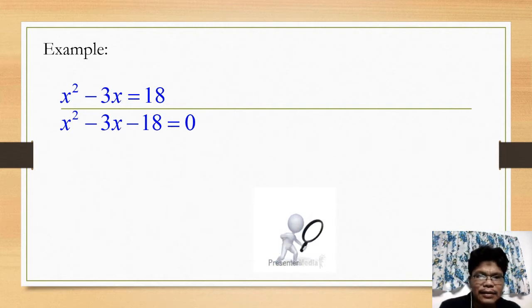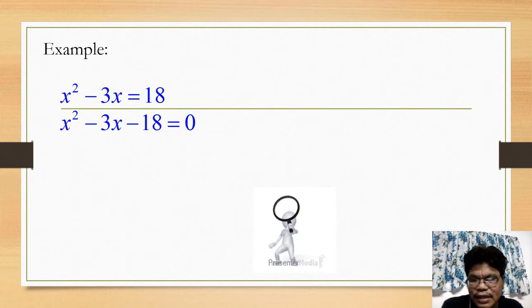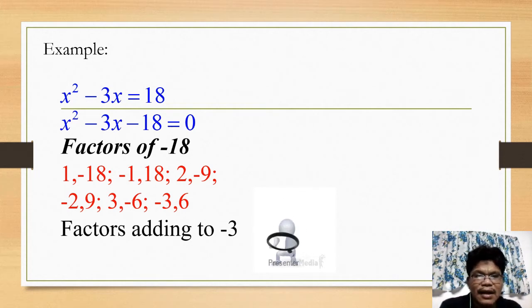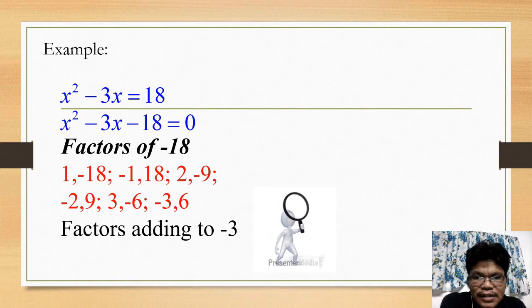Now, you're going to think of the possible factors of negative 18 that, once you add, become negative 3. Now, when we say factors of negative 18, one is positive and one is negative, so that the product is negative 18. So what are those? 1 times negative 18. Negative 1 times 18. 2 times negative 9, negative 2 times 9, 3 times negative 6, and negative 3 times 6. Now, which of those factors of negative 18, when you add them, the result is negative 3? Is it 1 plus negative 18, negative 1 plus 18, 2 plus negative 9, negative 2 plus 9, 3 plus negative 6, or negative 3 plus 6?